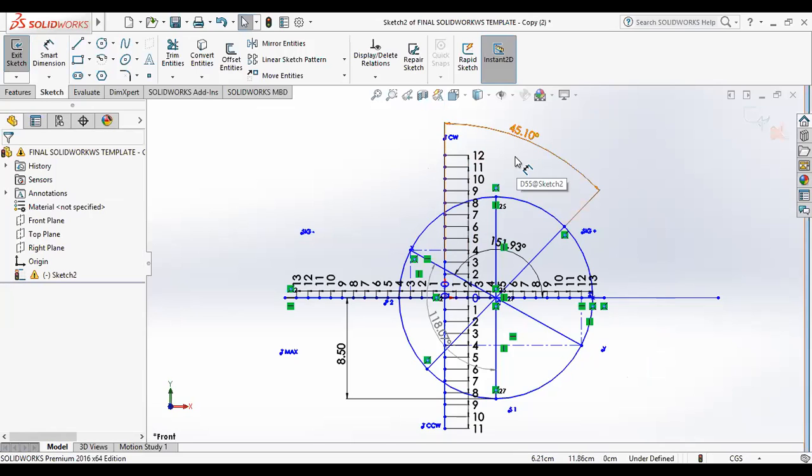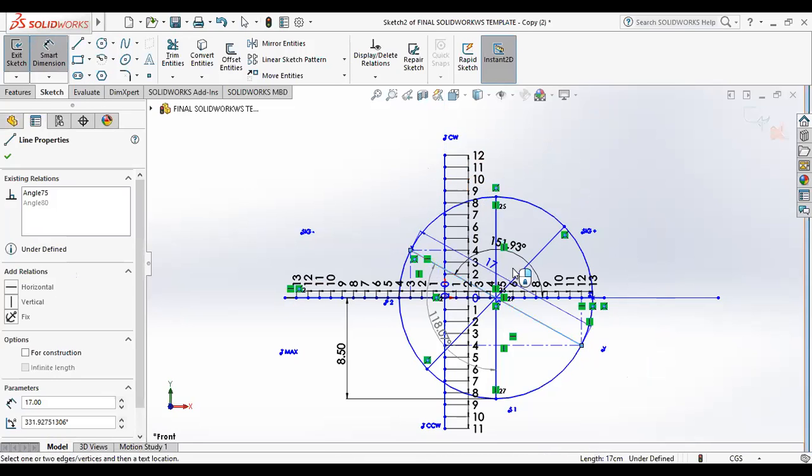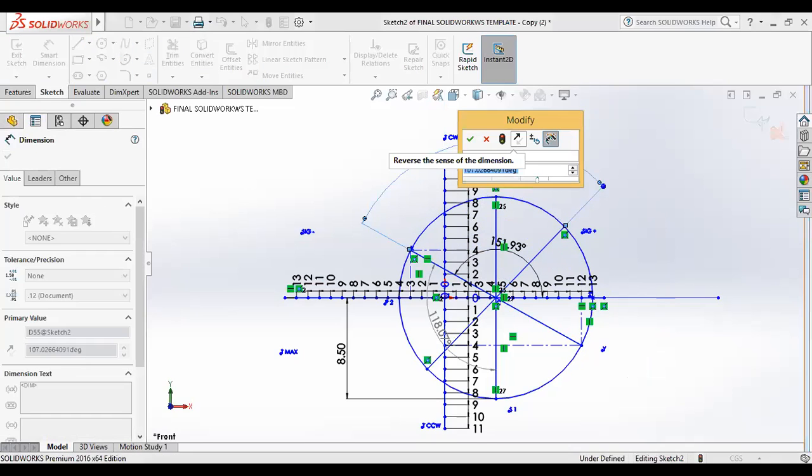Sorry, I made a mistake. I have taken this as a reference. From this point to this point, it is 120 degree.